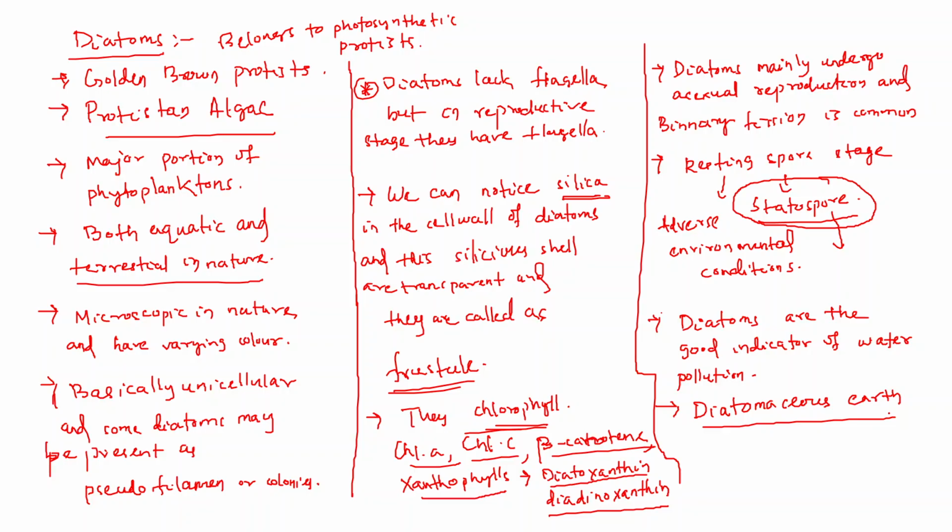Silica. So this diatomaceous earth looks like a whitish powder, and it is mainly used for polishing purposes. These are all the small introduction about the diatoms. Next we will see about the dinoflagellates.